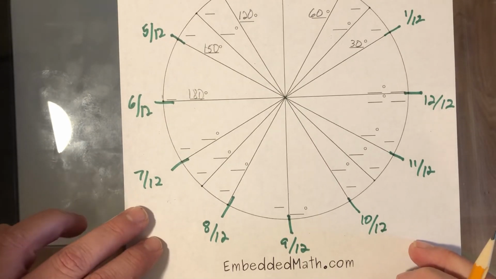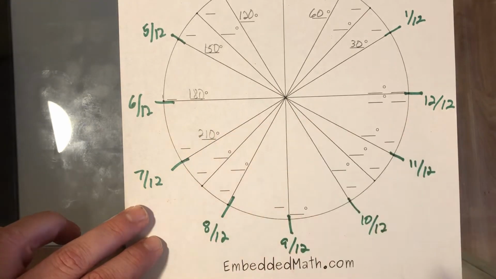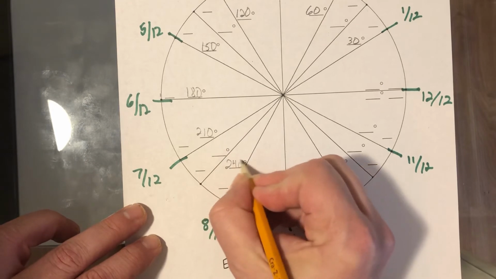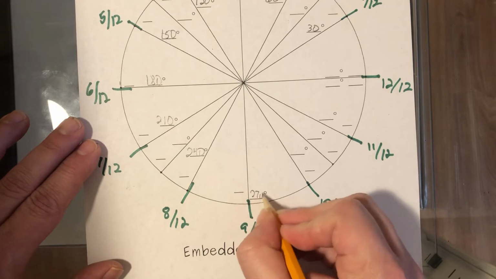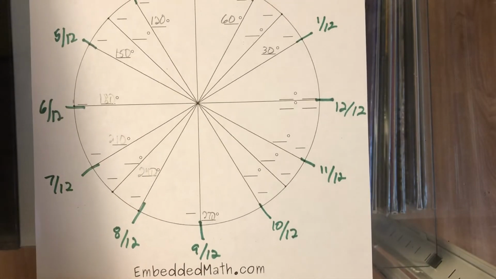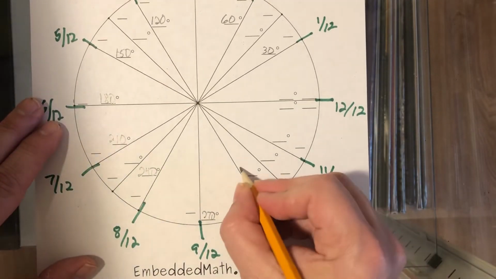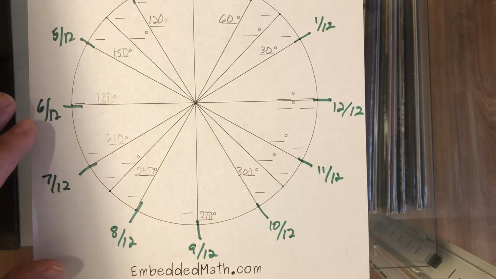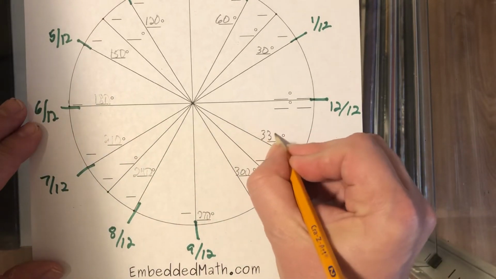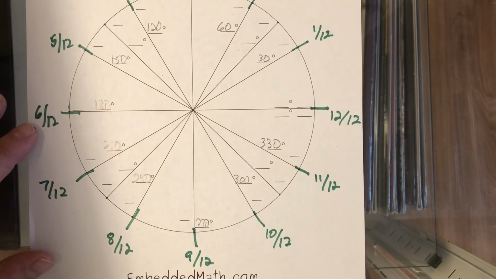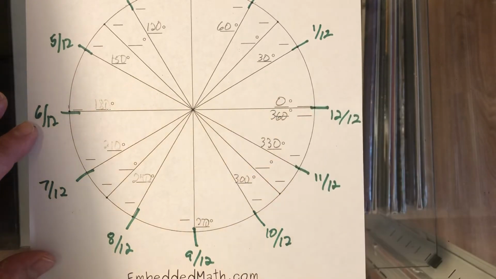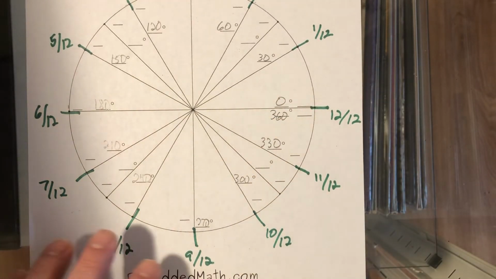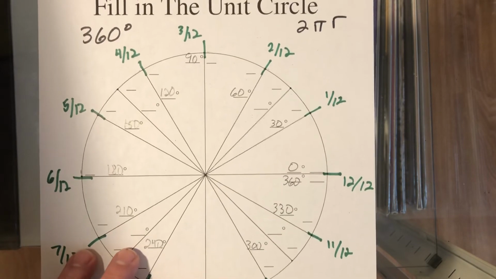7/12 is going to be 210 degrees. 8/12 is going to be 240 degrees. 9/12 is going to be 270 degrees. 10/12 is going to be 300 degrees. 11/12 is going to be 330 degrees. And then 12/12 is going to be 360 degrees. And remember, when you start out, you're at 0, okay? So let's talk about how to find this in radians, okay?